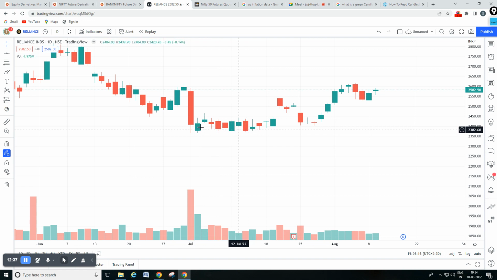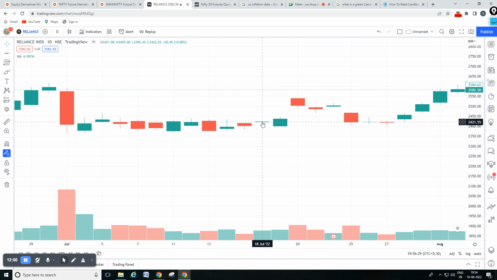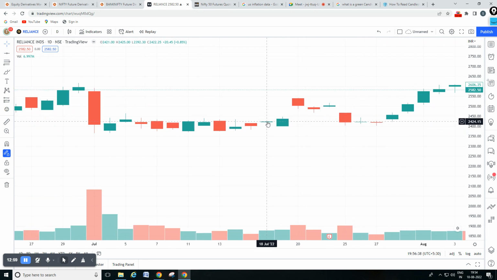Now suppose after 1, 2, 3 days, it's a daily candle, so after 7 or 8 days you found this type of candle. This candle has very little body, no body at all. When this type of candle forms, how will you react for the next day? You can judge that if you know the things. How will Reliance behave next day or in 2, 3 days? From that only you can have an idea.